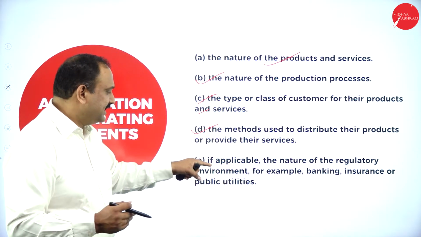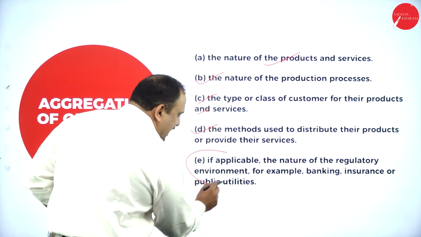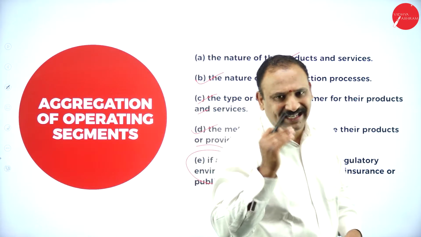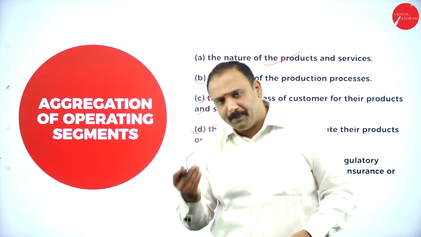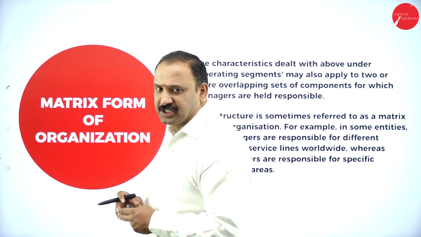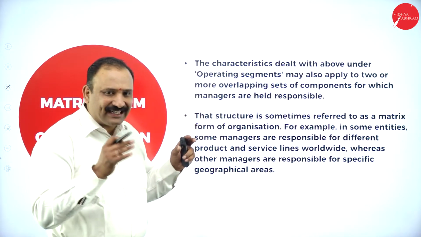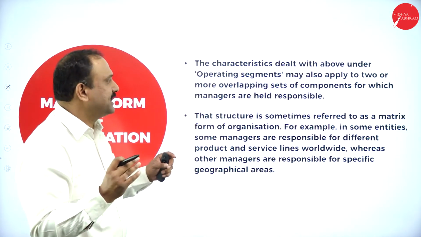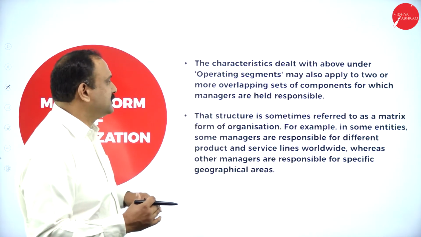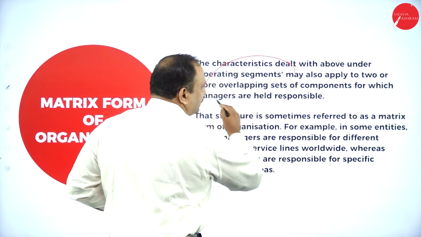If applicable, the nature of the regulatory environment, like banking, insurance, and public utility, because these are all minute components which will have an impact on the operating segment. Followed by the matrix form of organization. When I say matrix form of organization, it's all about the characteristics of the operating segments, which may apply to two or more overlapping sets of components for which managers are held responsible. So this factor is very, very important.